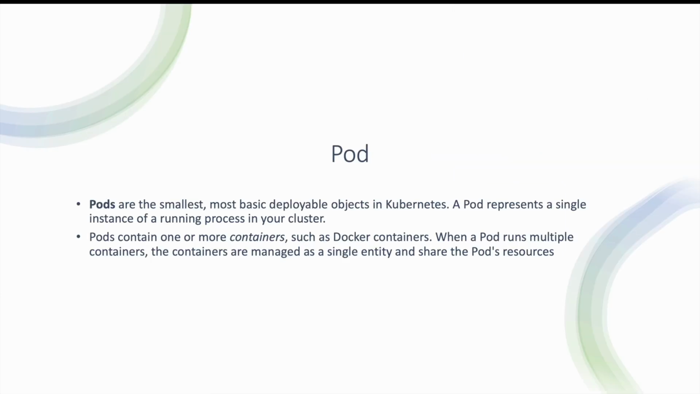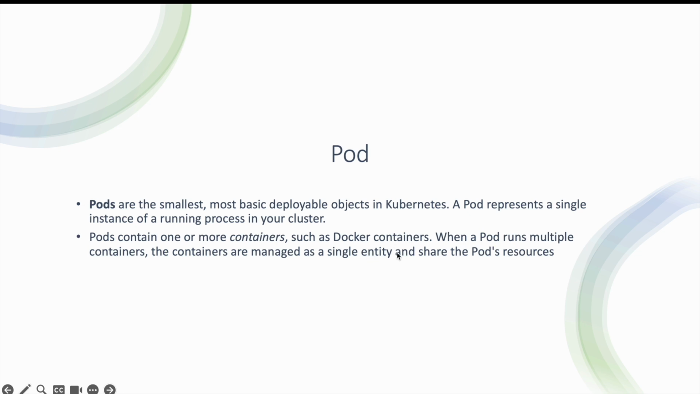Now let's look into some other terminologies like pod, which is again one of the important terminologies. Pods are the smallest, most basic deployable object in Kubernetes. That's the smallest building block. A pod represents a single instance of a running process in the cluster. Important here is that a pod contains one or more containers. That is, the runtime instance of the Docker image is part of the pod. A pod contains one or more containers, such as Docker containers, right?